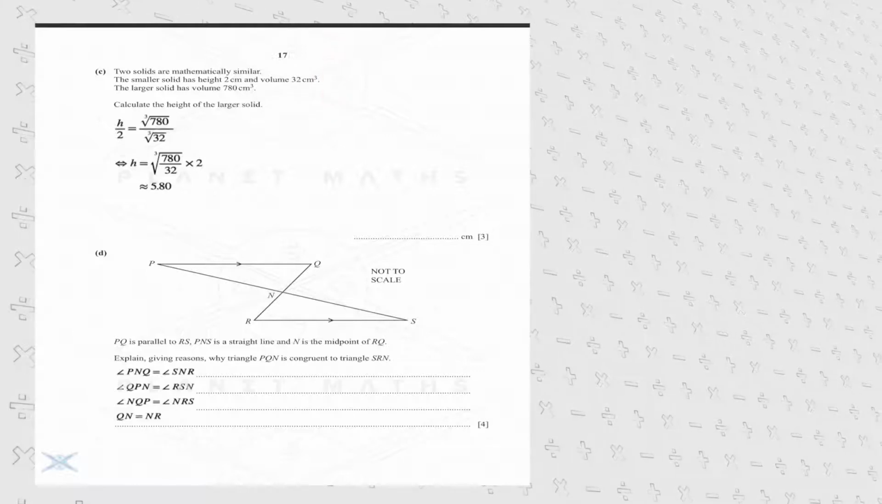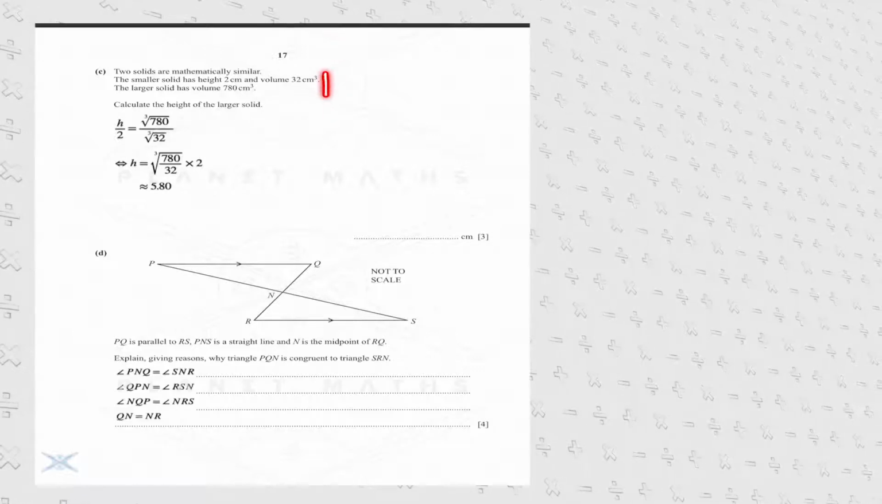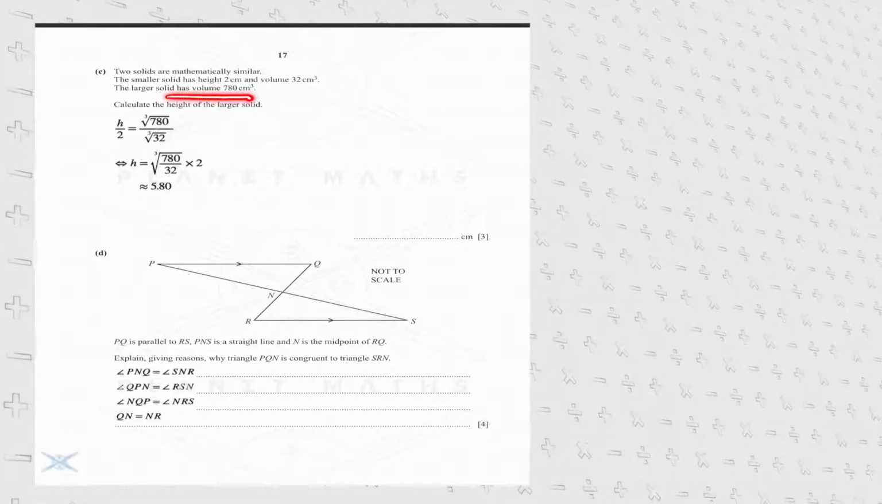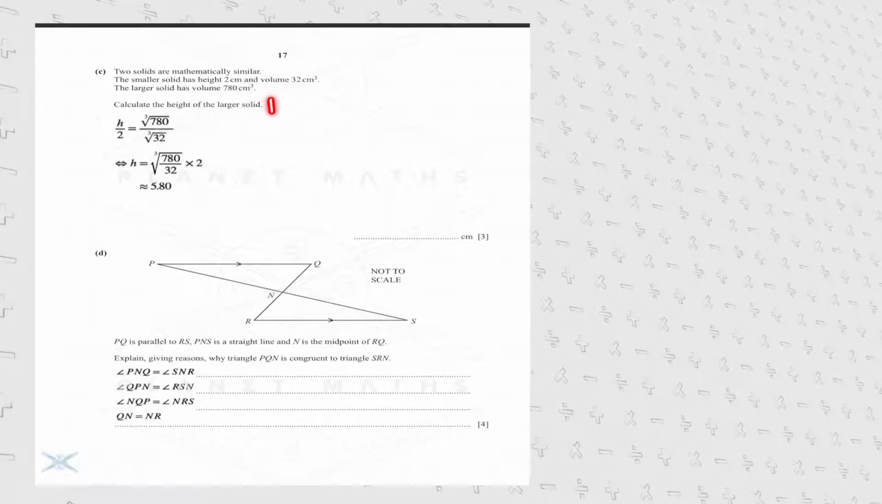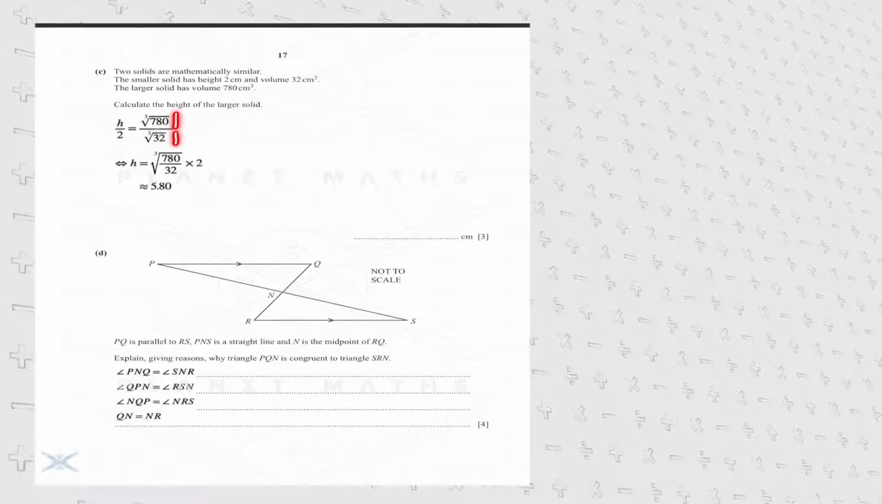In part C of this exercise, it's stated that 2 solids are mathematically similar. The smallest solid has height 2 centimeters and volume 32 centimeters cubed, and the largest solid has volume 780 centimeters cubed. We're supposed to calculate the height of the largest solid. Since both solids are mathematically similar, we know that the height of the largest solid relates to the height of the smaller one in the same way as the cubed root of the volume of the larger one relates to that of the smaller one.